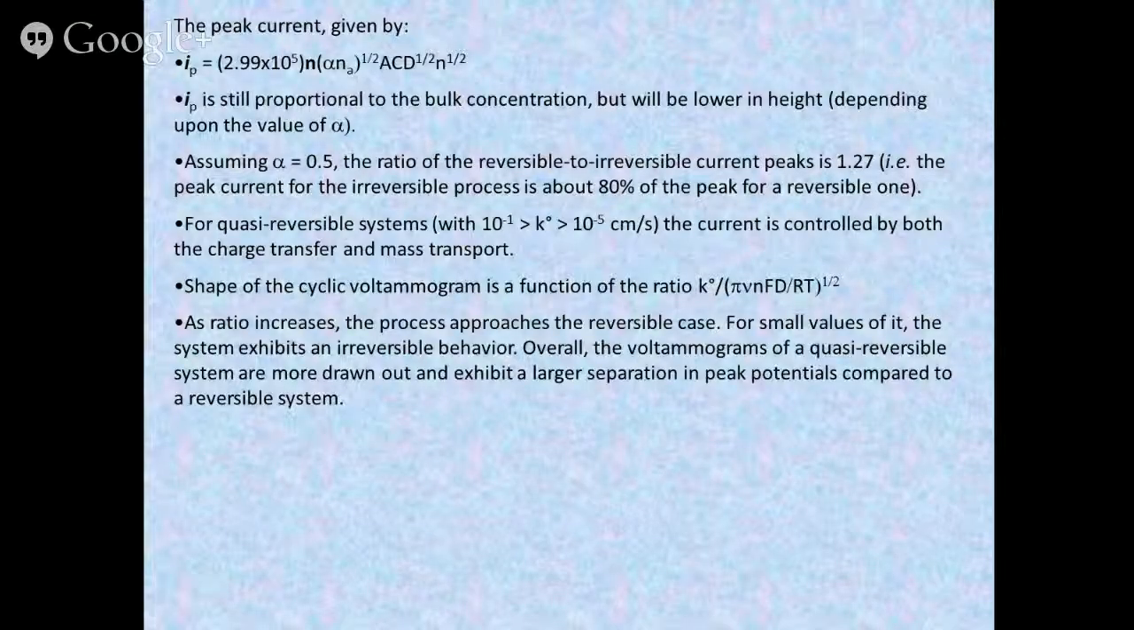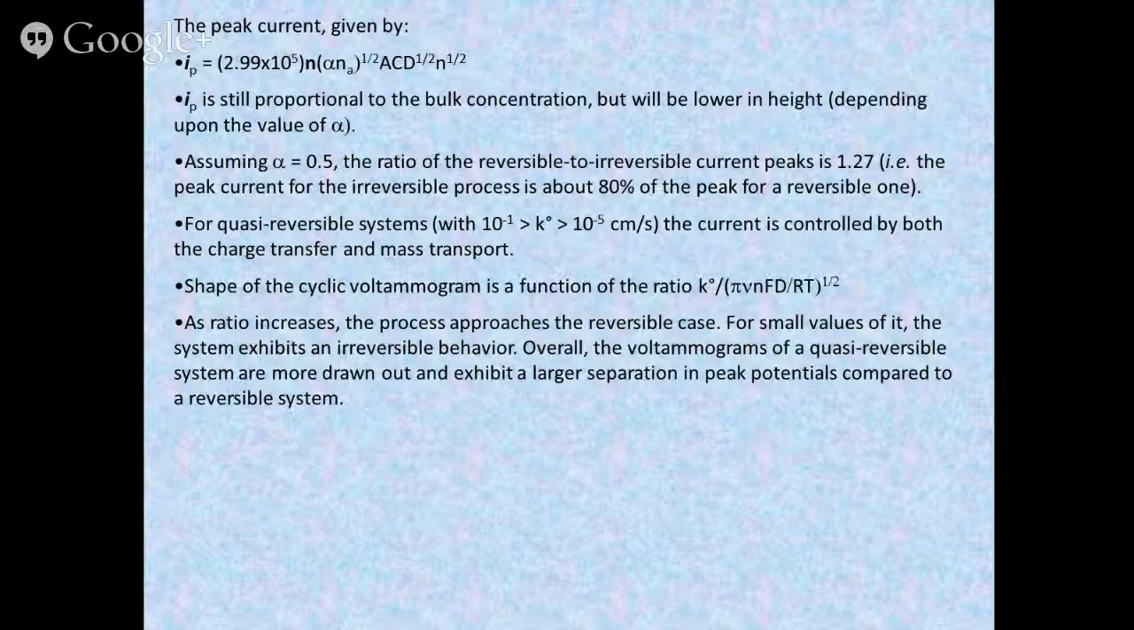So in summary, what is the peak current and how does it depend on things? It depends on the diffusion coefficient to the power of half, n to the power of half, the area of the electrode, and the number of electrons transferred. All of them are fixed quantities, so we can put them into a constant. Ip is still proportional to the bulk concentration, but will be lower in height depending upon the value of alpha if it is an irreversible process.